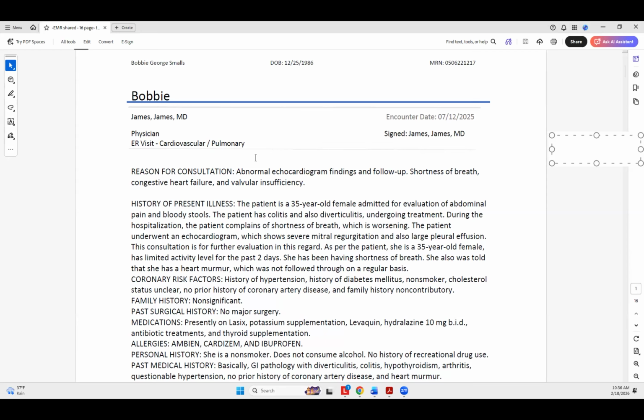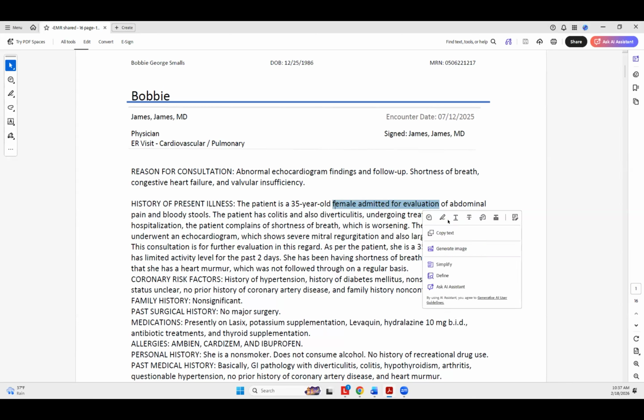Is page 1 an inpatient or outpatient? Okay, so we have here reason for consultation: patient is a 35-year-old female admitted for evaluation. We have admitted for evaluation. Let me just highlight that. So what does that mean? Is this page just one date of service?